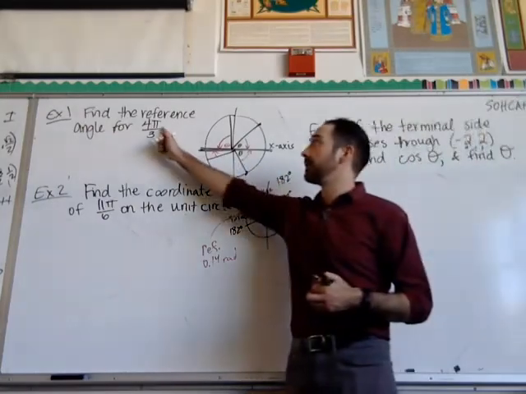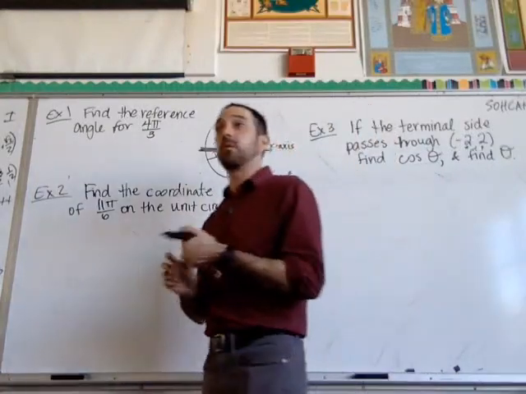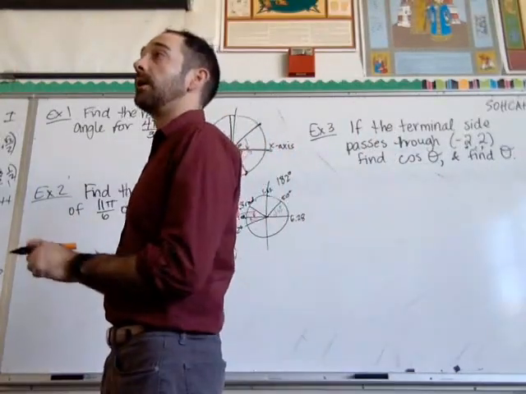So let's try 4 pi over 3. First, figure out where is 4 pi over 3? Is it more than 1 or less than 1? What am I going to do?